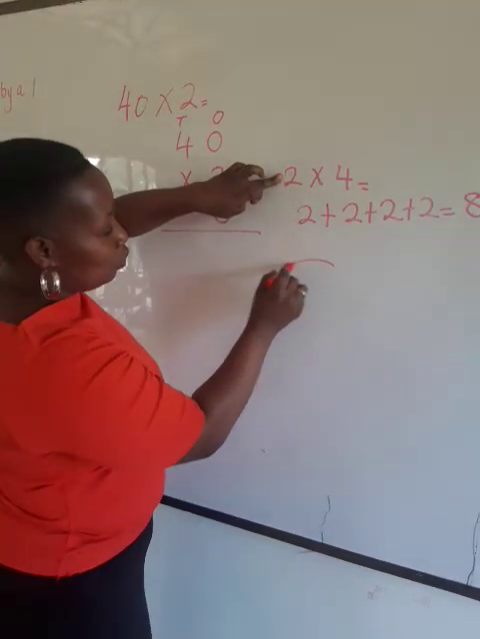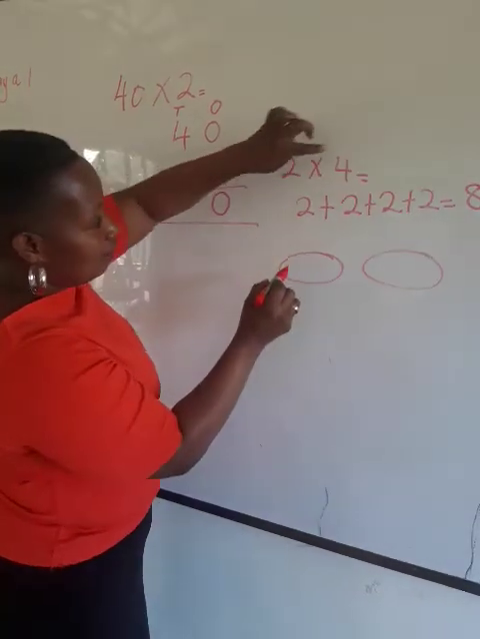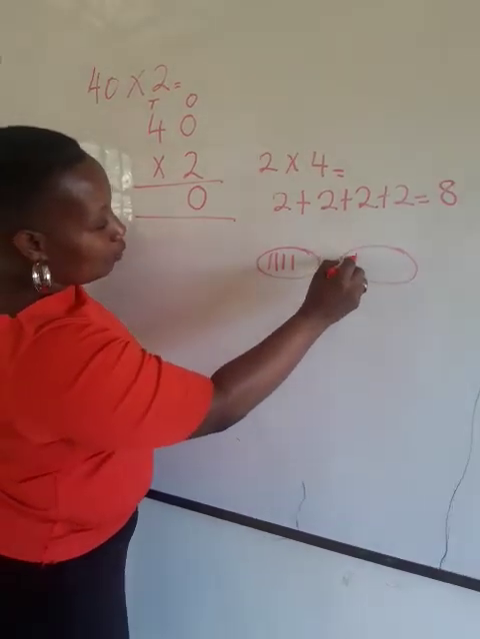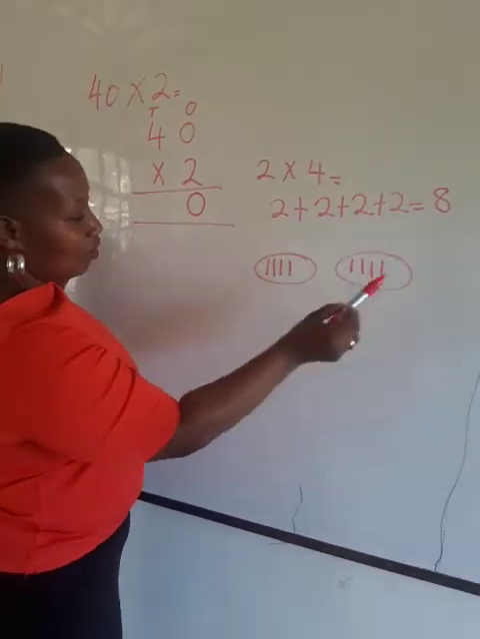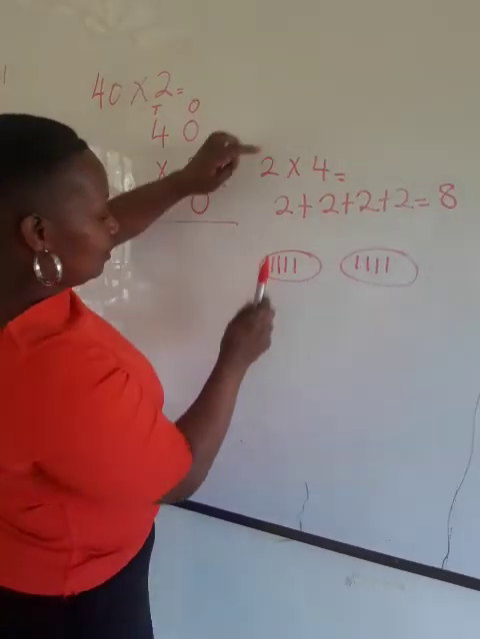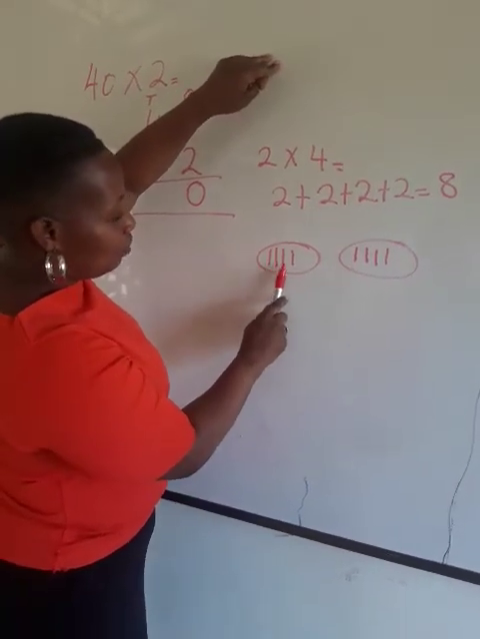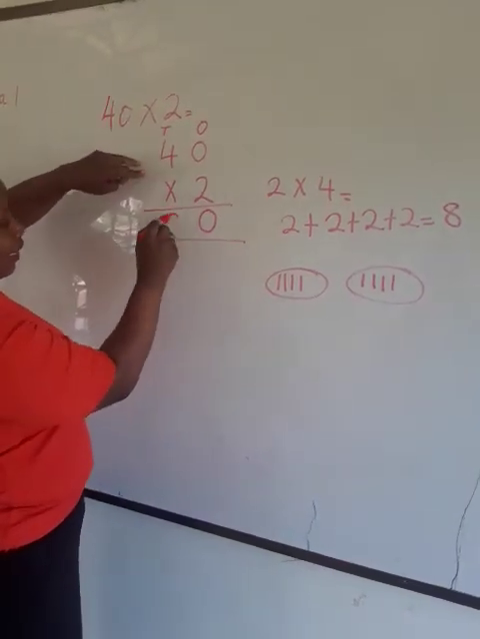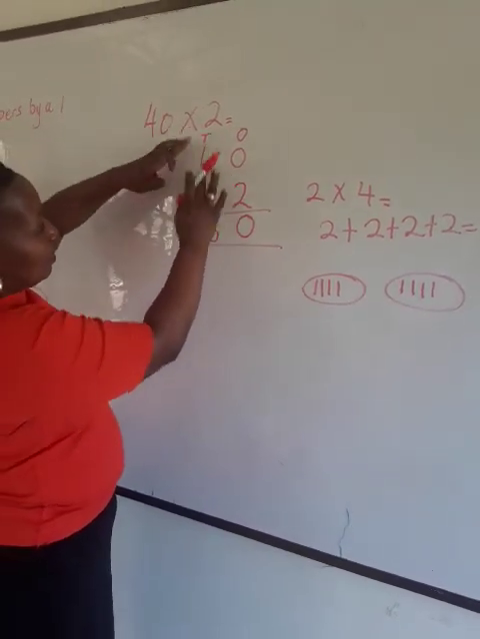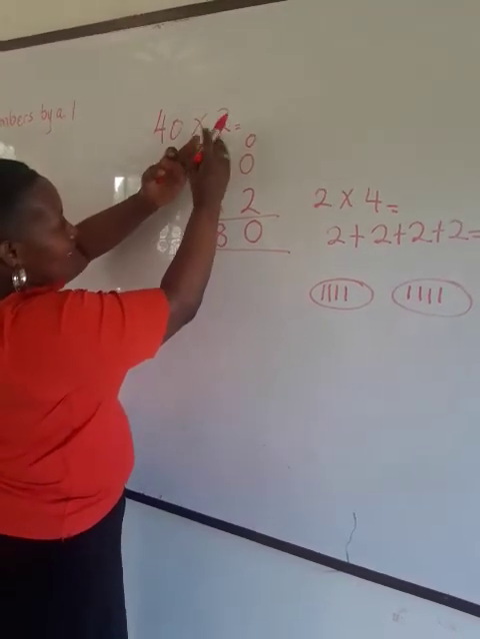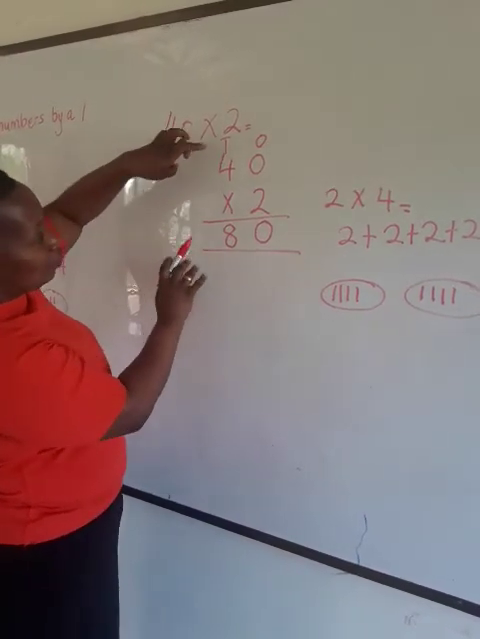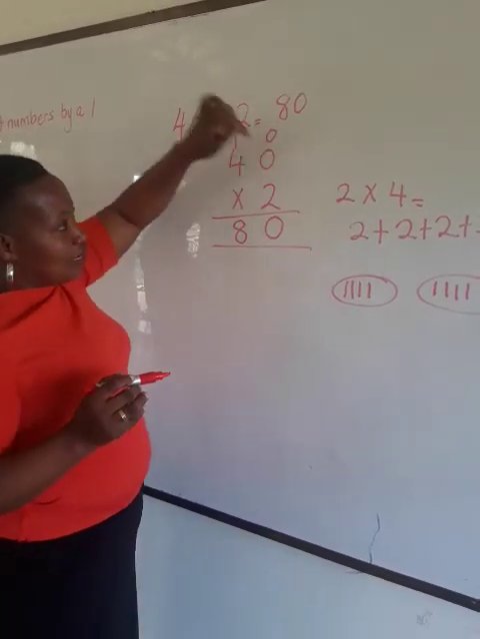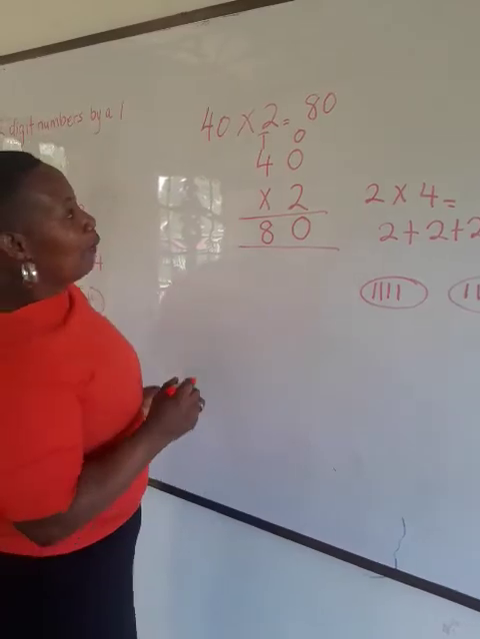Or you can draw 2 big balls and write 4 sticks inside the balls. 1, 2, 3, 4. 1, 2, 3, 4. After you count them, it will give you the same answer. 1, 2, 3, 4, 5, 6, 7, 8. So 2 times 4 is 8. So you write the 8 under the tens column. So 40 times 2 equals 80. But remember, any number times a 0 is a 0.